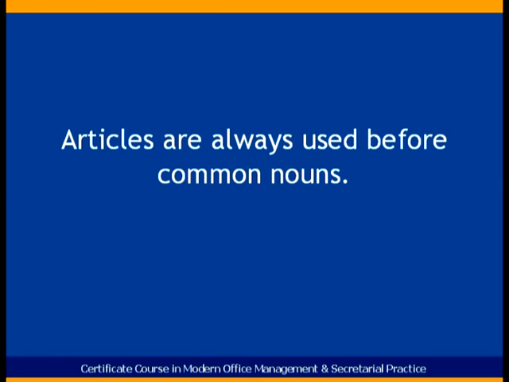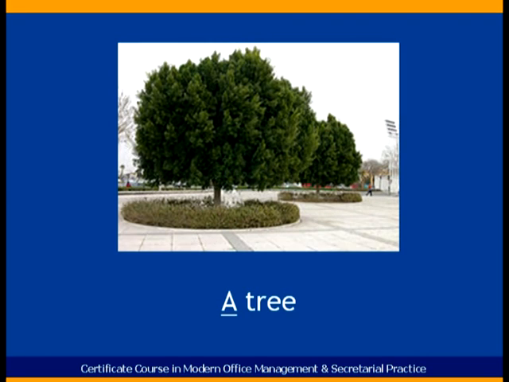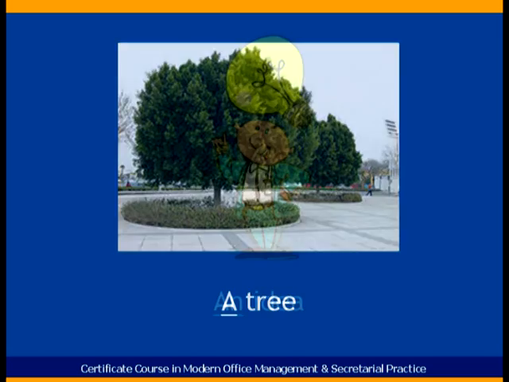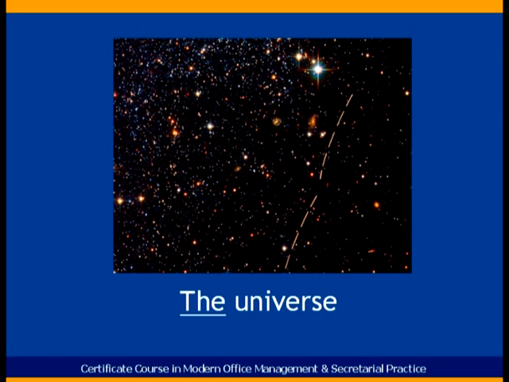Articles are always used before common nouns. For example, a tree, an idea, the universe.